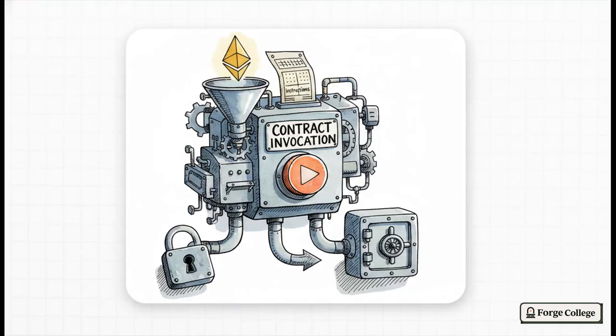But a contract invocation? That sends Ether along with instructions. You're filling out that data field with a function selector and encoded arguments. So that Ether might be stored, it might be forwarded, or, if the code is buggy, it might be locked away forever. You aren't just moving money here. You're essentially hitting play on a piece of software.